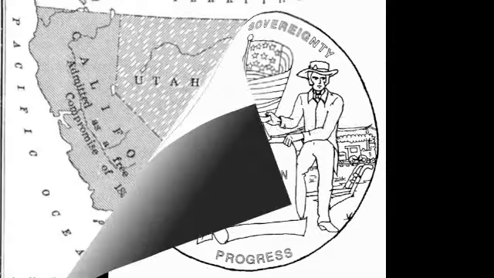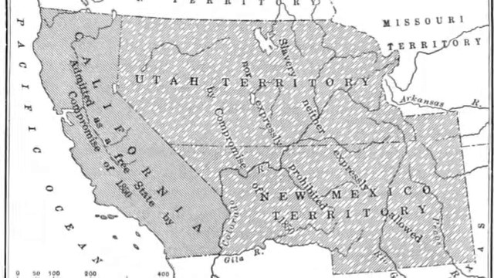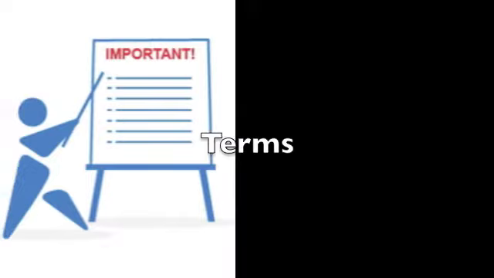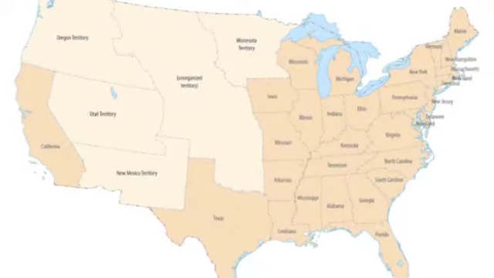Popular Sovereignty and the Compromise of 1850. Causes of the Civil War. Terms. Popular sovereignty: let the people of the territories themselves decide whether slavery would be permitted.